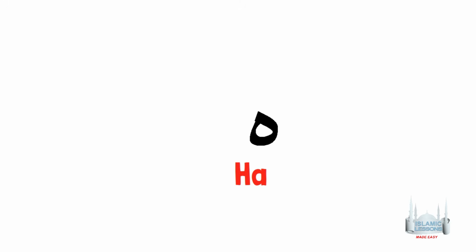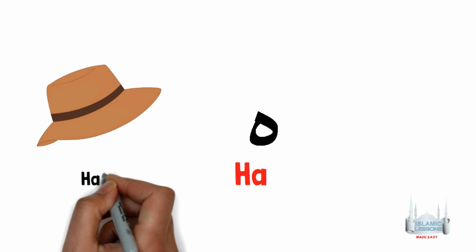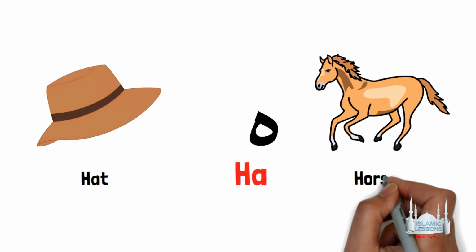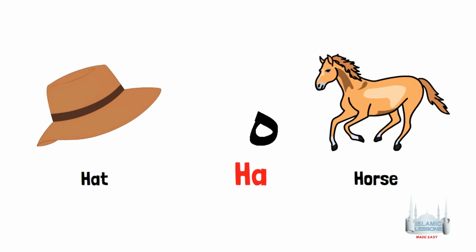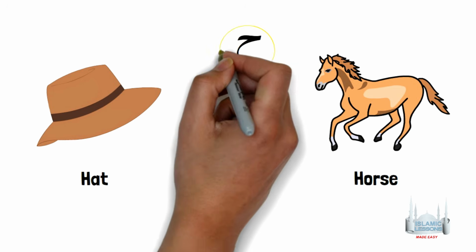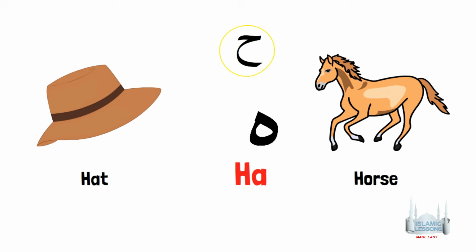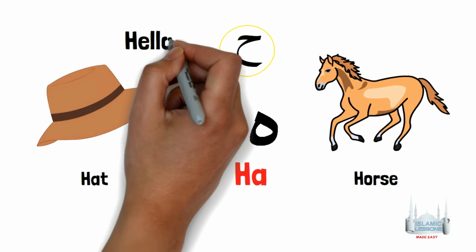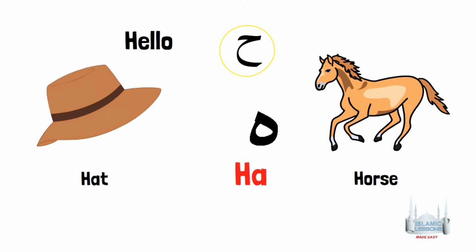This letter is called ha. Ha is a light letter. Ha makes a similar sound in English to the letter H in the word hat or the word horse. Don't get confused with the other letter ha. Remember, that ha is as if you are pushing air from your throat. This ha is similar to the letter H. For example, we say this word as hello with this ha. We don't say hello with the other ha.